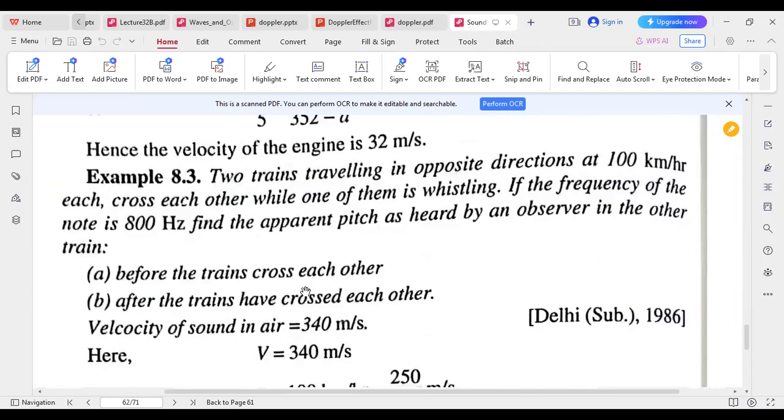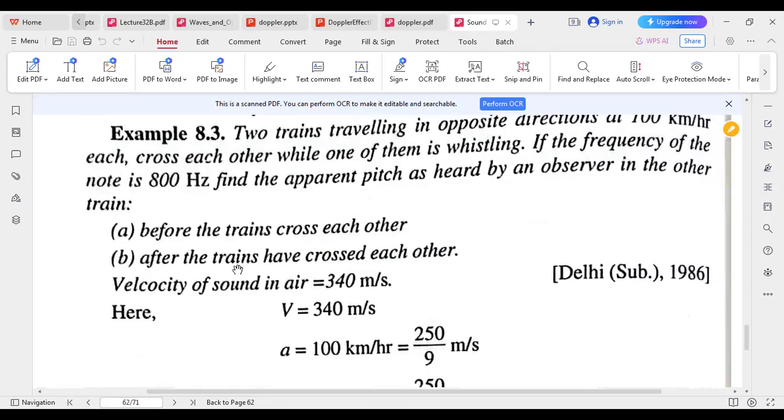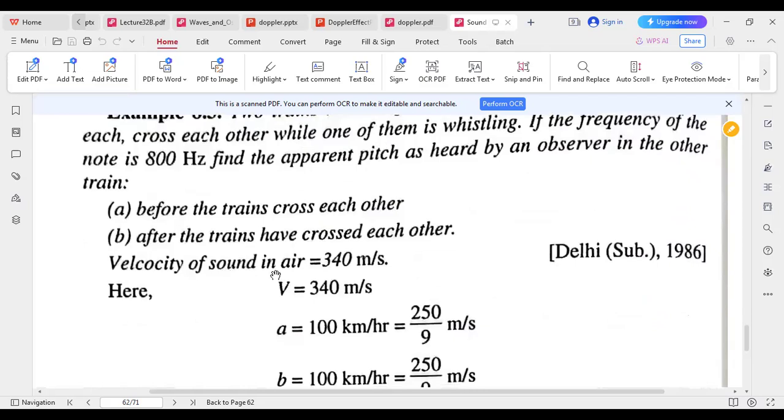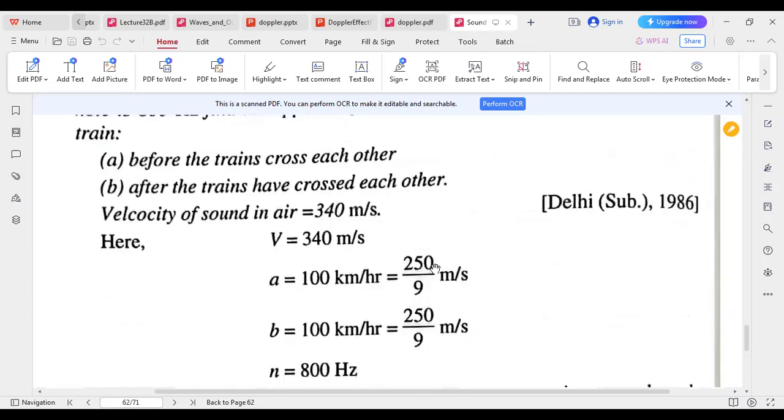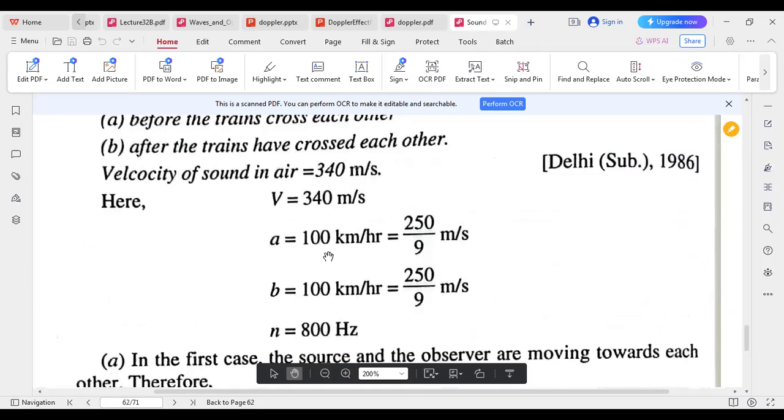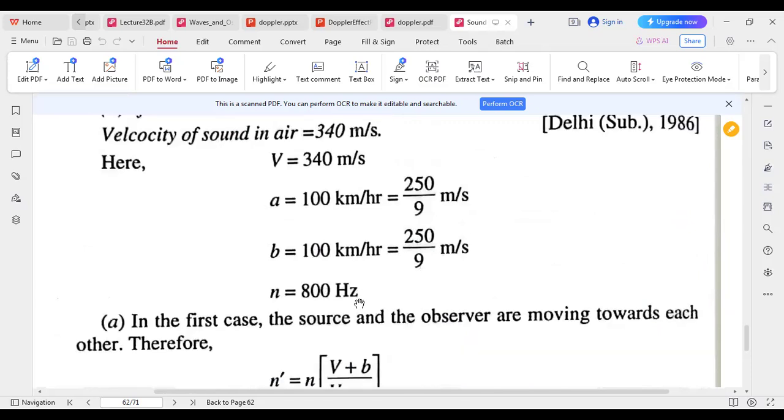Now another example. Two trains traveling in opposite directions at 100 km per hour each cross each other while one of them is whistling with a frequency of the note 800 hertz. Find the apparent pitch as heard by an observer in the other train, before the trains cross each other and after they have crossed. The velocity of sound is given as 340 meter per second. Here a equals 100 kilometer per hour, that means 250 by 9 meter per second, and b equals 250 by 9 meter per second, n equals 800 hertz.